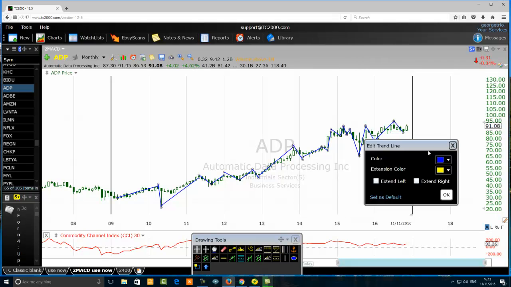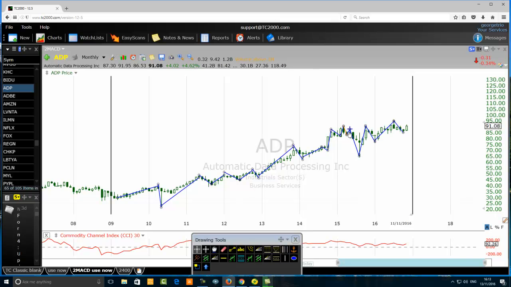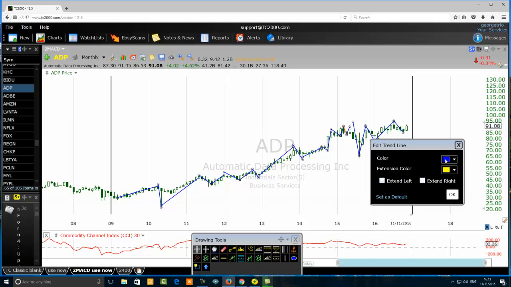Going to color it now into orange. Hold on, please, traders. Hold on, please. I'll get back there soon. Change the color into orange.